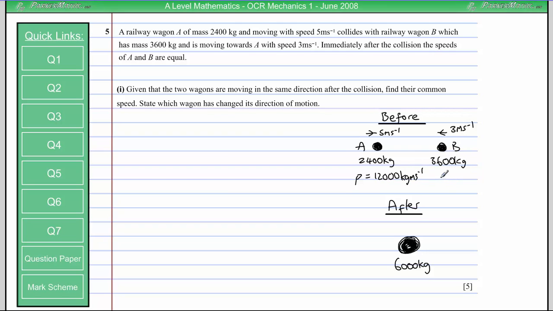For particle B, I need to do 3 lots of 3,600, which gives me 10,800 kilogram meters per second. So because particle A has more momentum than particle B, it's going to end up travelling to the right. So the wagon that's going to change direction is wagon B. So I'll write that down to start with.